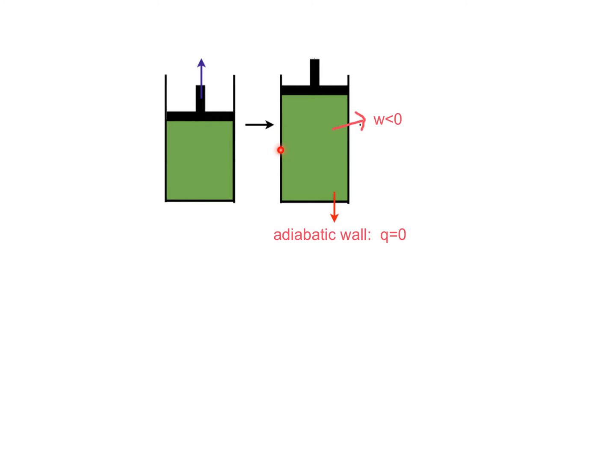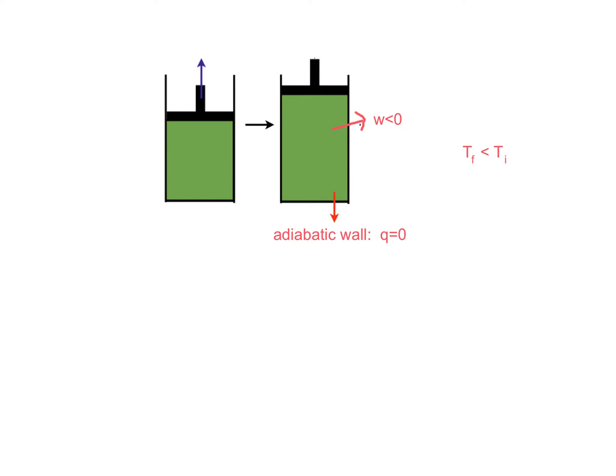However, because we have expanded the gas, our work is negative because we have transferred energy as work to the surroundings. When we transfer that energy as work to the surroundings, our system now has less energy and thus populates less microstates, and the temperature is going to decrease.